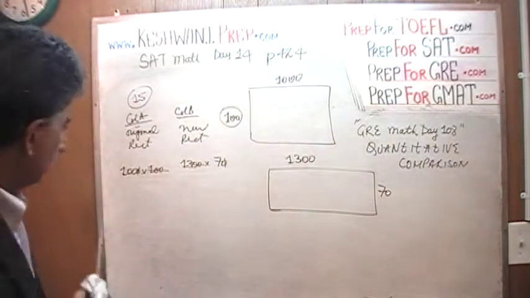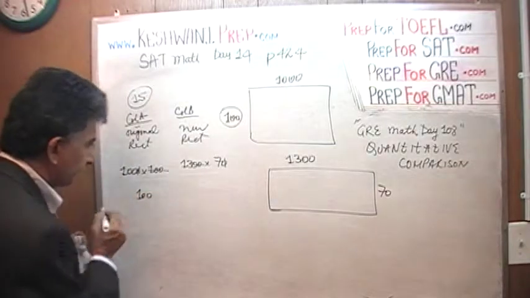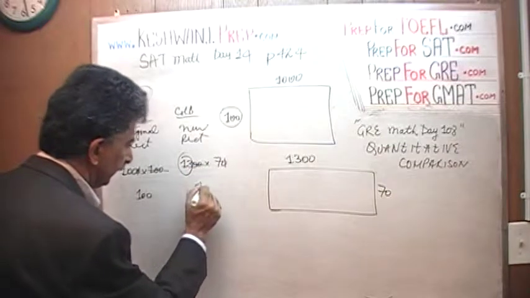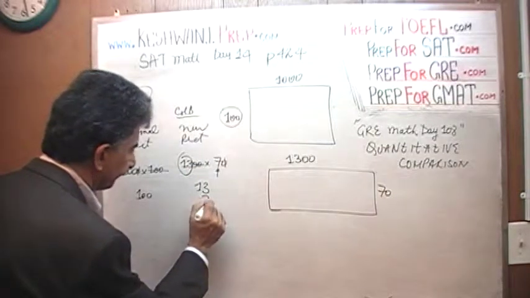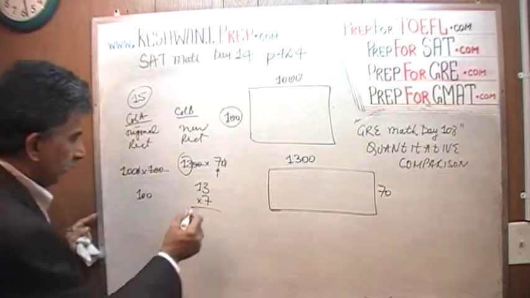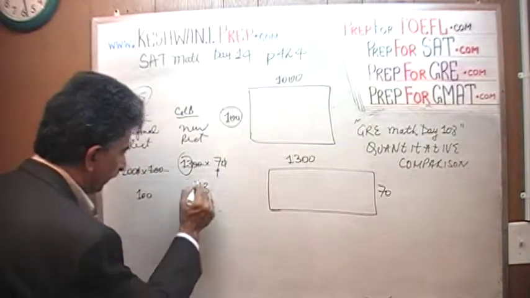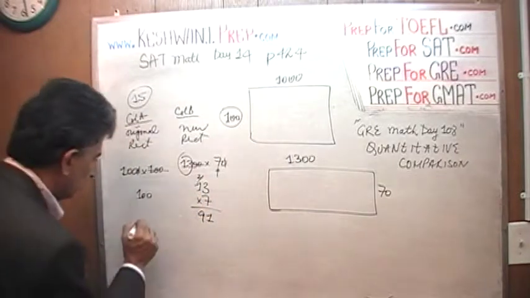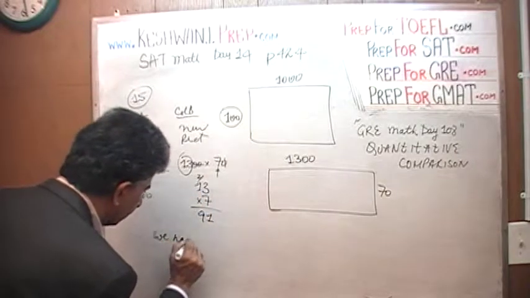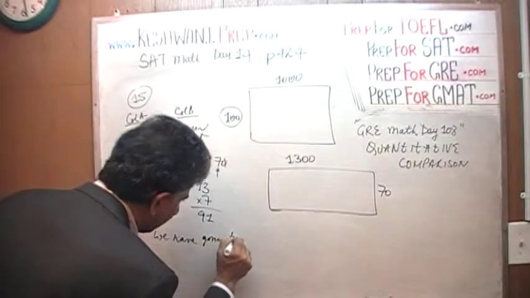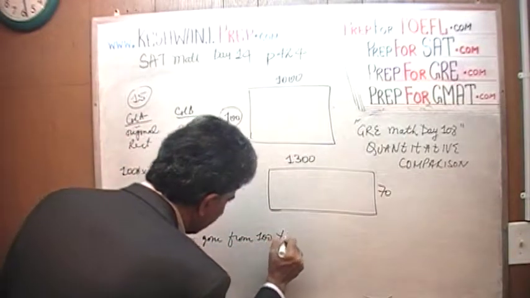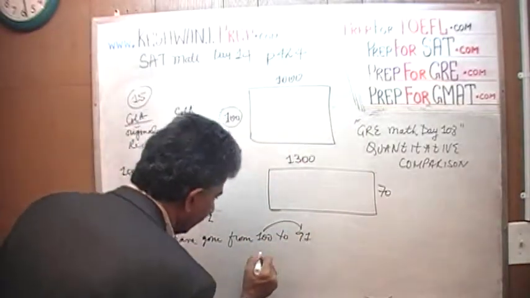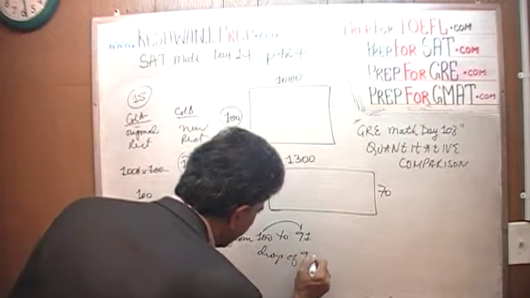What are we left with? In this column we are left with 100, and in this column we are left with 13 times 7. Remember these two zeros are gone. Let's do it out, shall we? 3 7s are 21, 1, carry 2, so 7 1s are 7, plus 2 is 9. We have gone from 100 to 91. 100 to 91 is a drop of 9%.